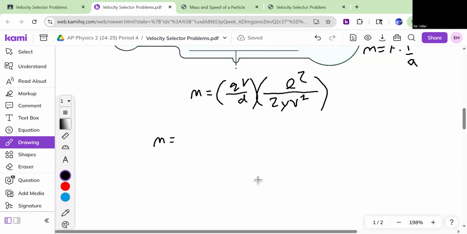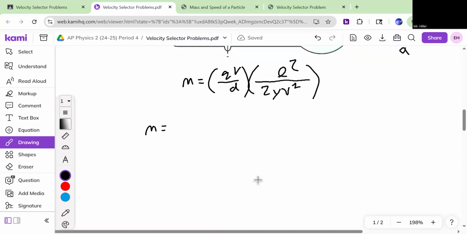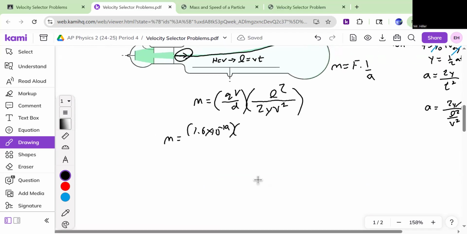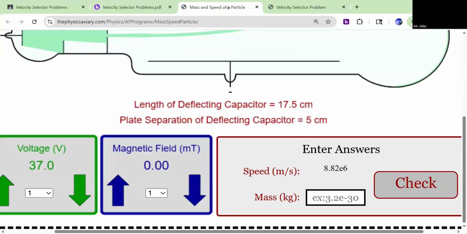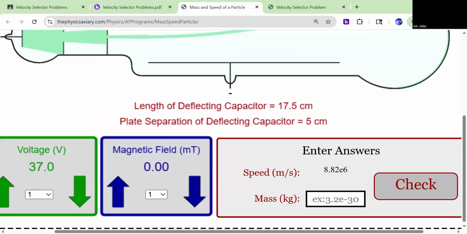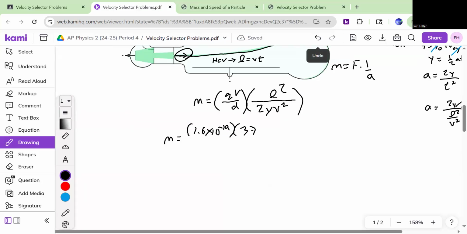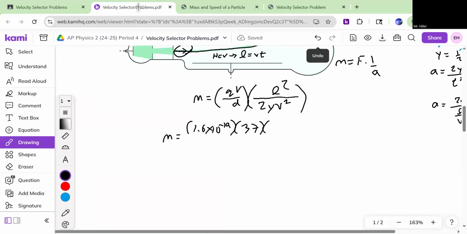Okay? So I'm going to go ahead and plug in my values. The charge, by the way, is the elementary charge of an electron, times the voltage. Now, the voltage required for me to get this to barely hit the edge was 37 volts, times the length squared. If you remember, the length was 17.5 or 0.175 meters. Got to square that. And on the bottom, we've got the distance.